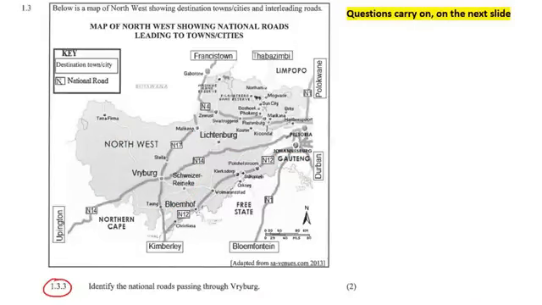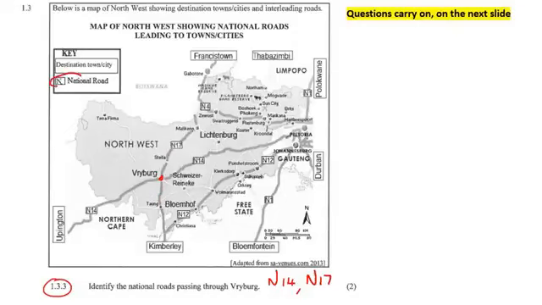So here's our next question. It says identify the national roads passing through Vryburg. Okay, Vryburg, where are you? Okay, so here's Vryburg. So that would be over there. Now, the national roads have an N. Sorry, my nose is a little bit blocked, so you might be thinking I'm saying M, but it's N. So that's going to be all the roads that go through. So that one goes through, so that's the N14. This one over here as well, N17.